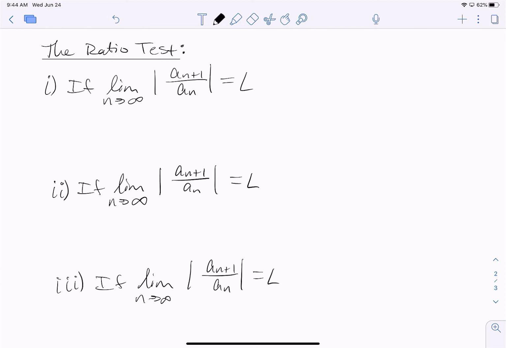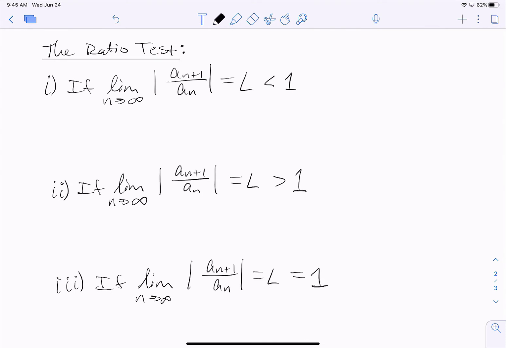We're now going to look at the ratio test. It has 3 statements. They're all about the limit as n approaches infinity of the absolute value of a sub n plus 1 divided by a sub n. Let's call that limit L, and L could be less than 1, L could be greater than 1, or L could be equal to 1.